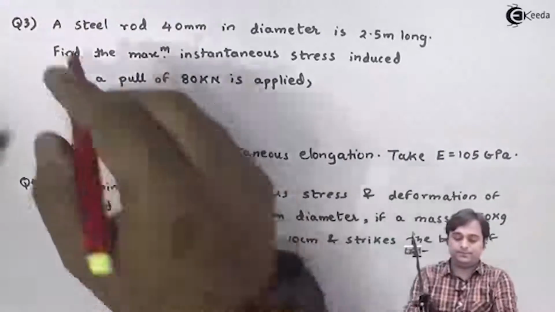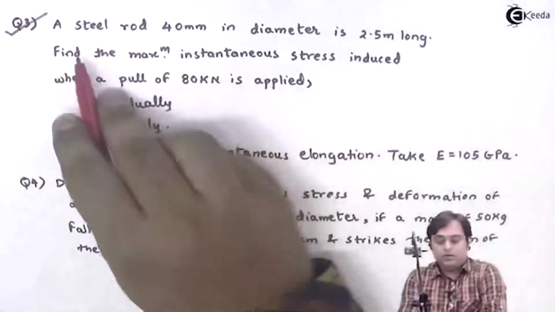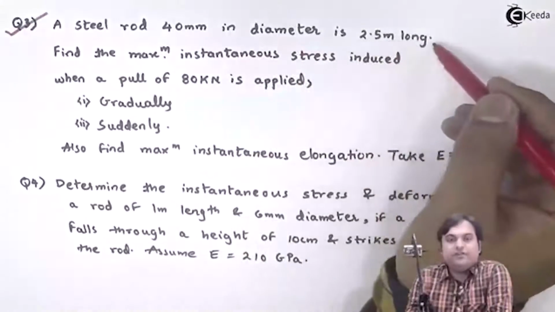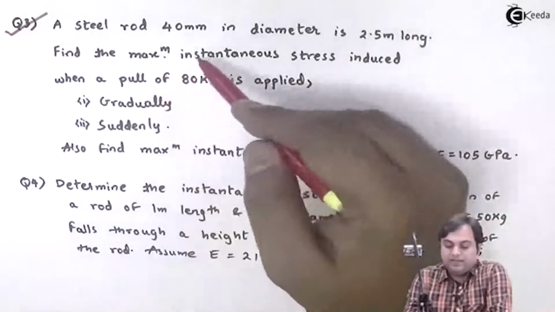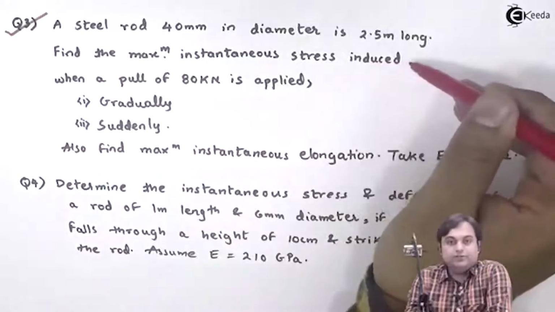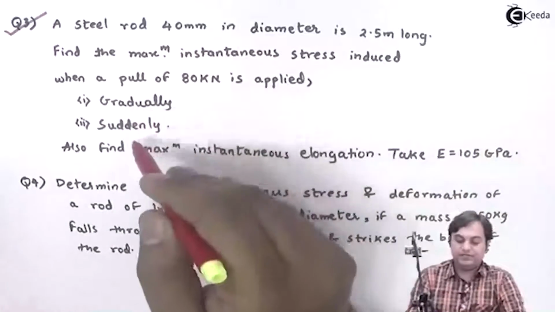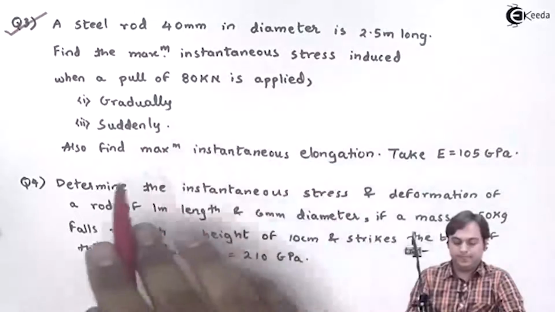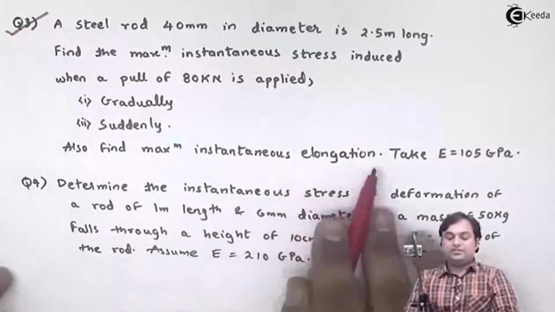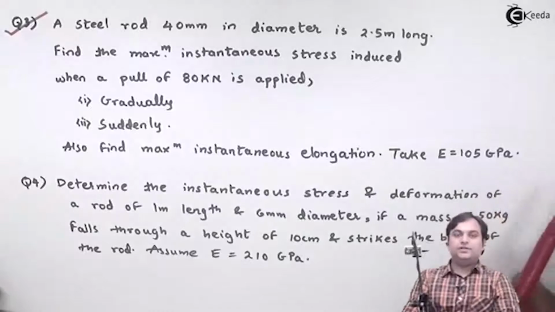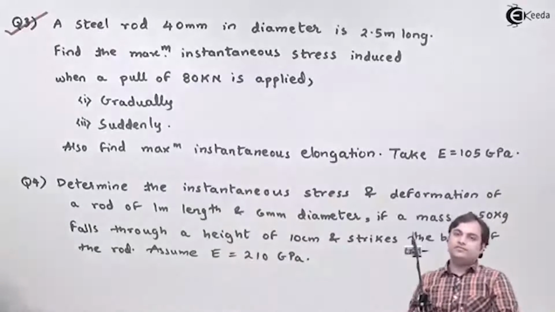Problem. A steel rod 40 mm in diameter is 2.5 meter long. Find the maximum instantaneous stress induced when a pull of 80 kilonewton is applied, first gradually and second suddenly. Also find maximum instantaneous elongation. Take capital E equal to 105 GPa. This is the question which we have in front of us.